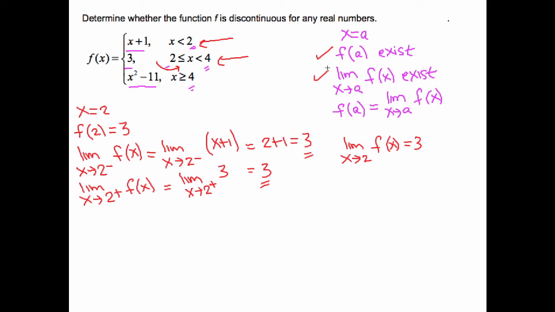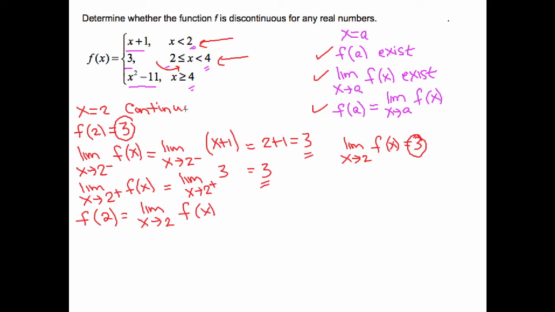Well, f of a exists. The limit as x approaches a of f of x exists. Now we have to ask ourselves, is f of a equal to the limit as x approaches a? In this case, a is 2. And the answer is absolutely. We know that f of 2 is equal to the limit as x approaches 2 of f of x. All right, so that means that at x equals 2, the graph is continuous.